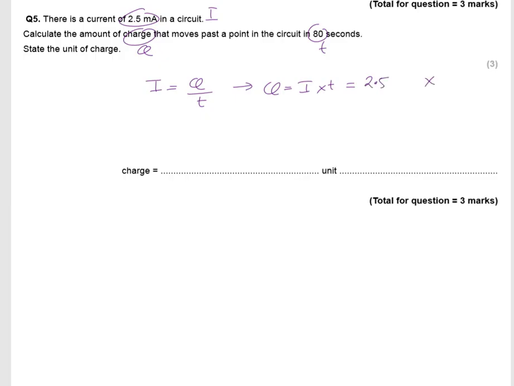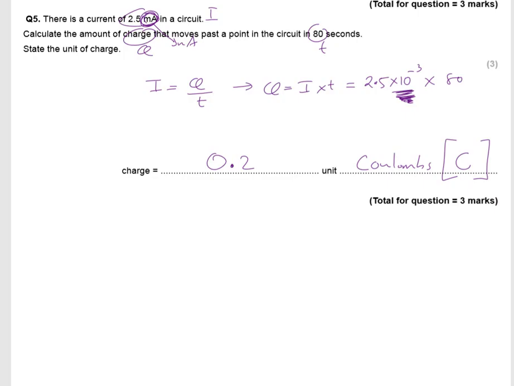Current is 2.5 multiplied by 80. Now 2.5 is in milliamps. So milliamps is times 10 to the power minus 3. So we need to remember this. If you multiply them together, you get 0.2, and the unit is coulombs, or just C in this case.